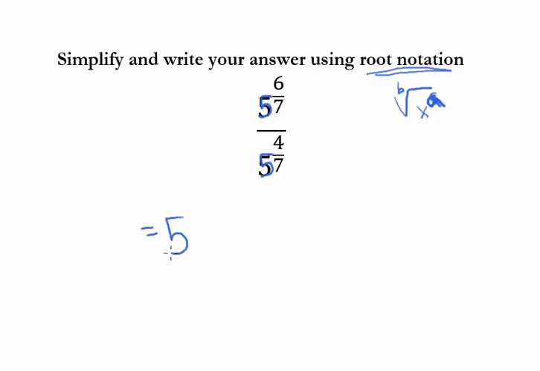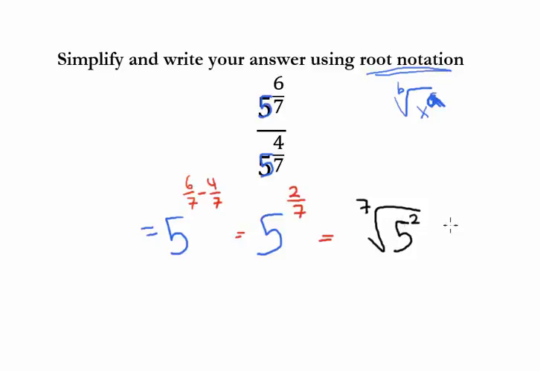So here, let's just write it all out explicitly. This is 5 to the 6/7 minus 4/7 power, which is really just 5 to the power of 2/7. And now I can rewrite that as the 7th root of 5 to the 2nd power. Or if I wanted to, I could rewrite it as the 7th root of 25.